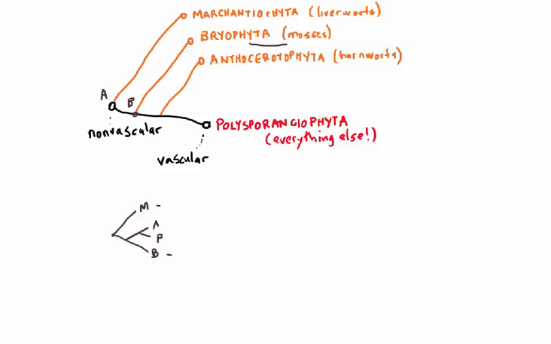We also ran through the earliest history of plants, leading to four different kinds of plants: liverworts, mosses, the hornworts, and the polysporangiophytes. So we're going to look at the subsequent evolution of this last group in the next video.